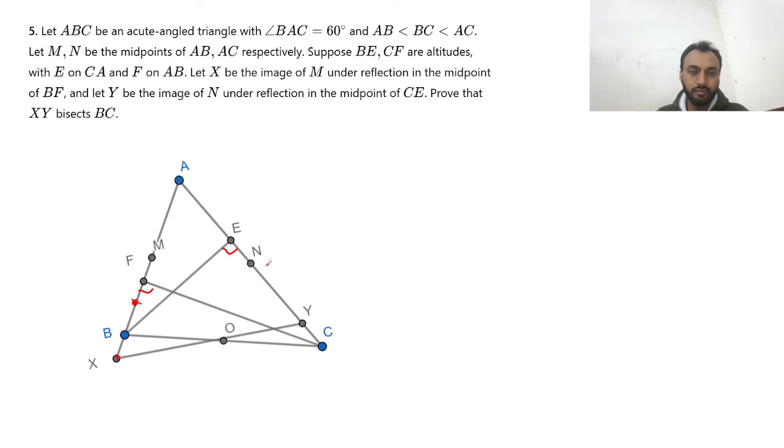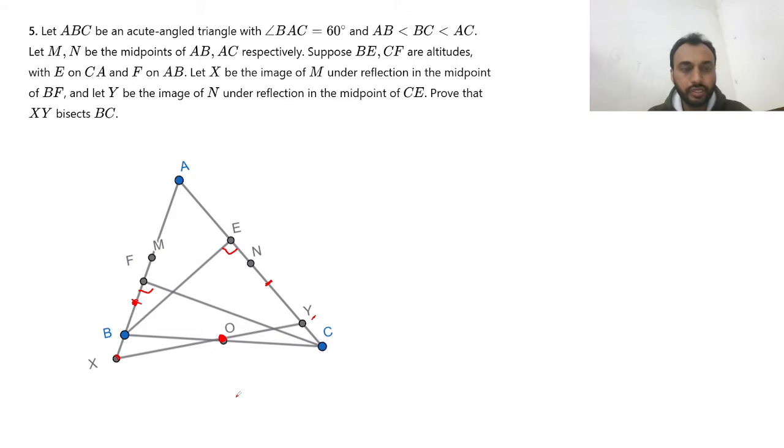Similarly, if we reflect N about the midpoint of EC, so let's say this is the midpoint of EC, and if we reflect N about this point, the image is Y. So we have to prove that XY bisects BC. If I say they are intersecting at O, we have to prove that BO is equal to OC. Okay, so this is the question part.